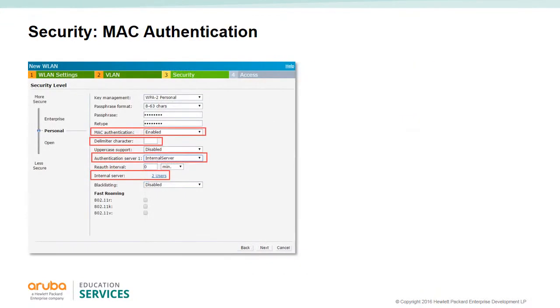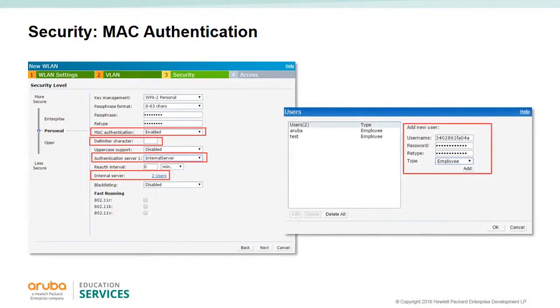When using MAC authentication, please make sure the format of the MAC address matches the delimiter character settings. For example, since it is blank by default, the MAC address in the authentication database should have no delimiters. Example: 3402861FA04A, no delimiters. You can use an external server, but you can also use the internal server for MAC authentication.